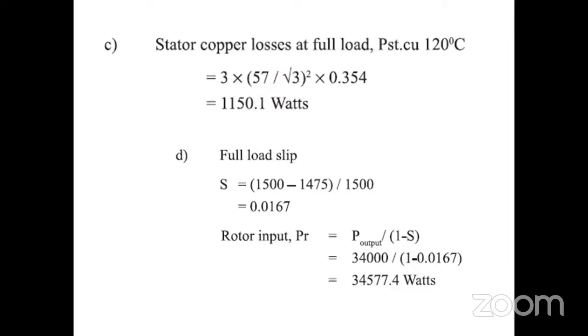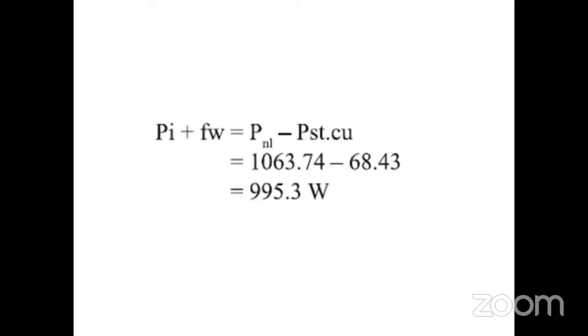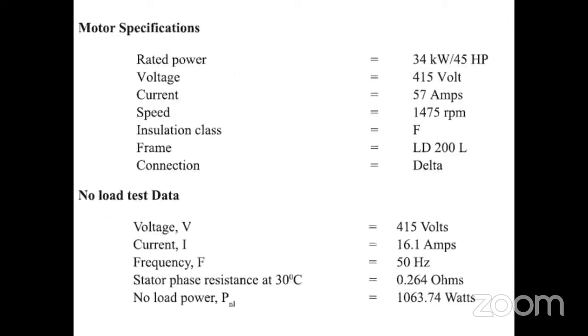What is the rotor input? The rotor input is equal to, so this one we are calculating indirectly, sir. So please concentrate at this point. Rotor input P_R is equal to output of the shaft divided by 1 minus S. Just to keep in mind, divided by 1 minus S. We'll go back to the given data. Rated power. See that first point is 34 kilowatt.